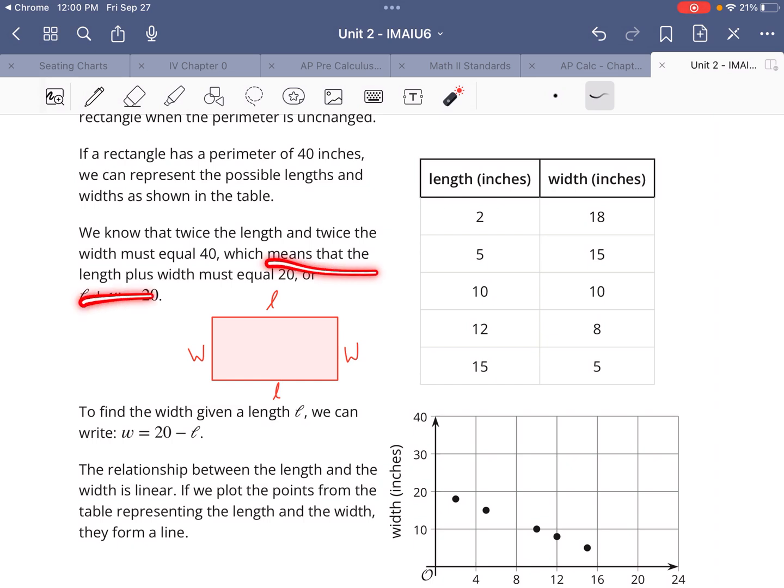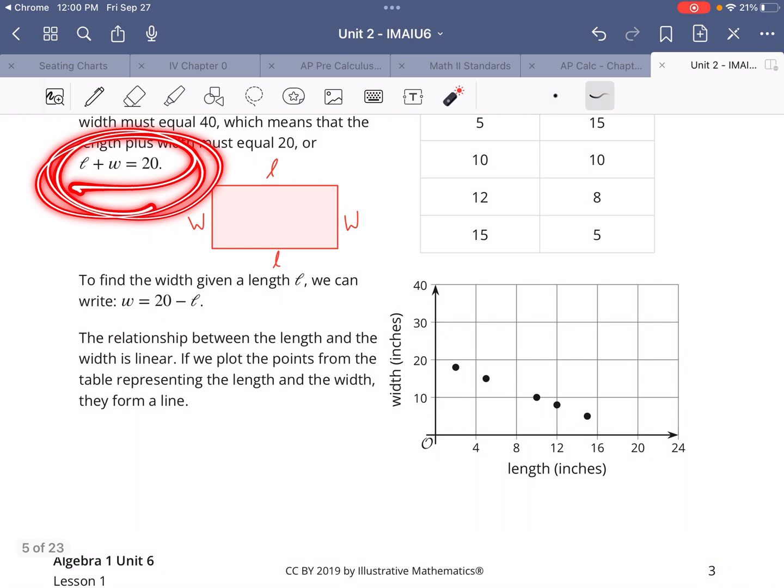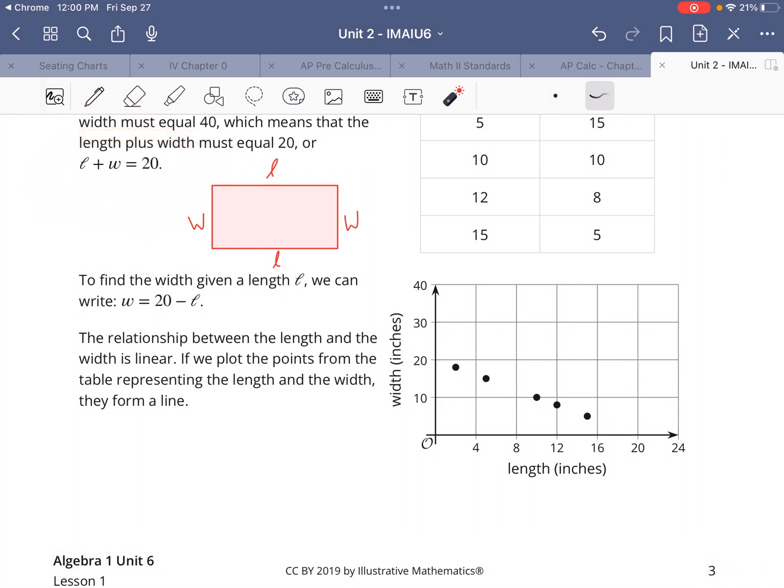Which means that the length plus the width must equal 20, because one of the lengths and one of the widths only gets you halfway around, so half of 40 is 20. Now, if we were to take that relationship between the length and the width and graph it, we could rewrite it like this and then graph it like this. The relationship between the length and the width is linear because it makes a straight line.